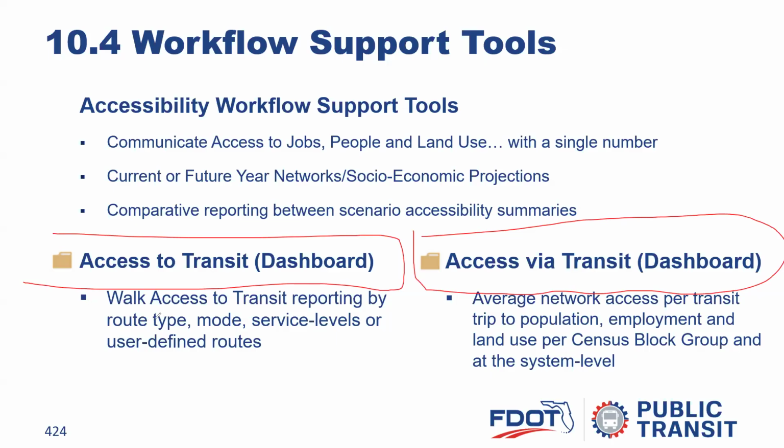So Access to Transit is WAC's access to transit reporting by route type, mode, service levels, or user-defined routes. And Access via Transit is the average network access per transit trip to population, employment, and land use per census block group and at the system level. So this is like an accessibility through the network summarization where it's summarizing access relative to census block groups to all other block groups within the network given a certain transit travel time. And this is just WAC access and transit. They both have a dashboard associated with them.